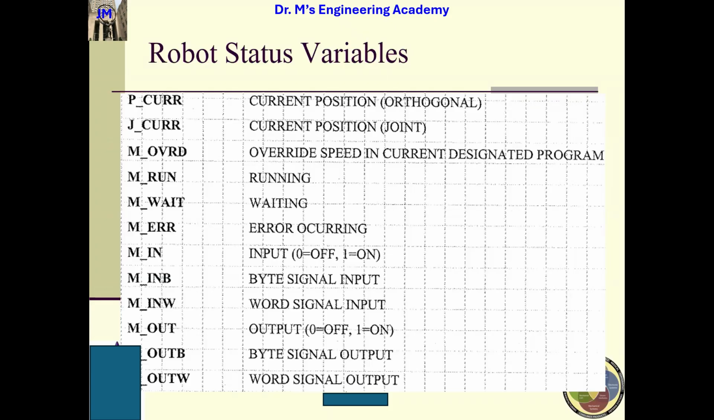MOVRD is override speed in current designated program. So this one, as I said, we can change the OVRD override. We can change it to 100%. 100% means that the robot will move its hand at full speed. If this is the case, we can see the whole table will be vibrating.